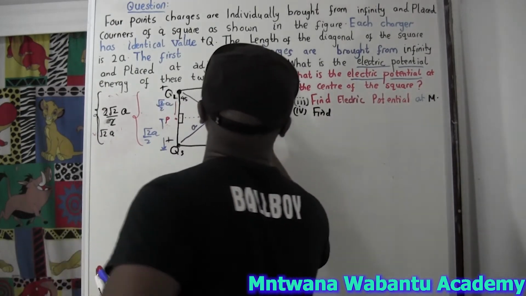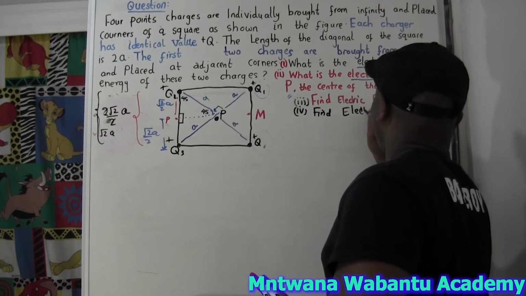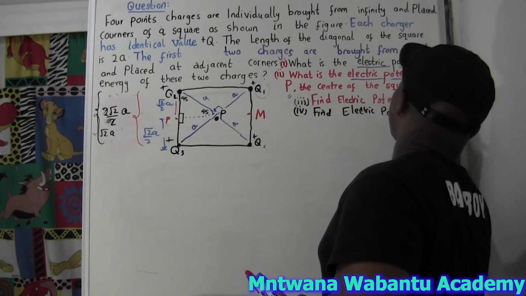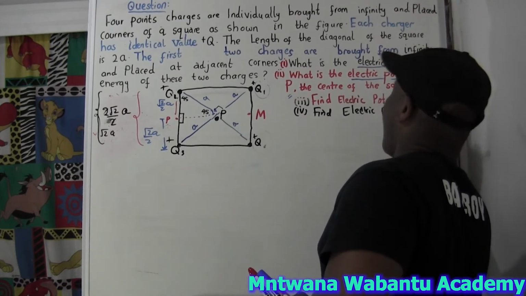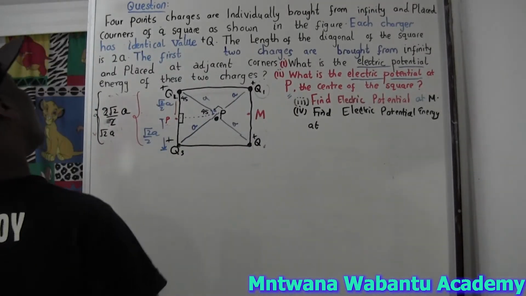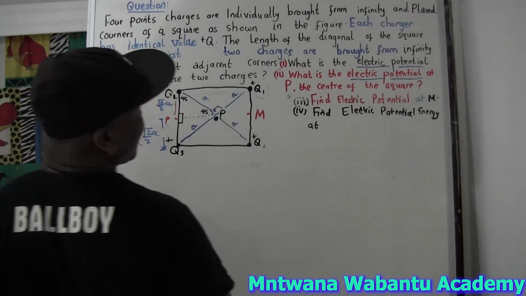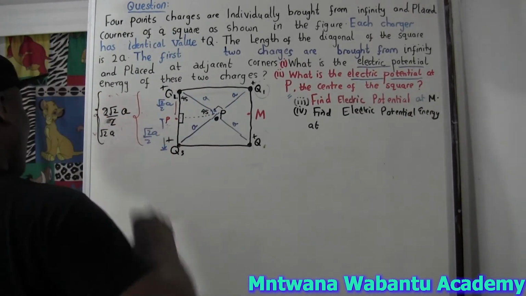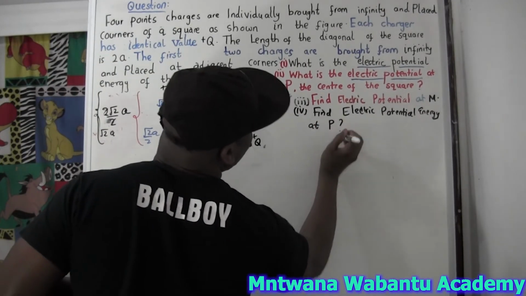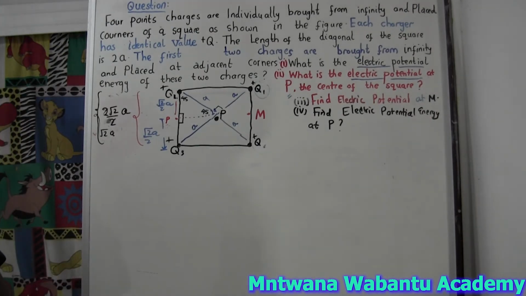Now number 4, let's say find electric potential energy at P. We want to finish all this topic. Well, no, we cannot do that because you don't have a charge. Let me just write P, just for fun, and then I'll explain if it can be possible. Okay, another question.